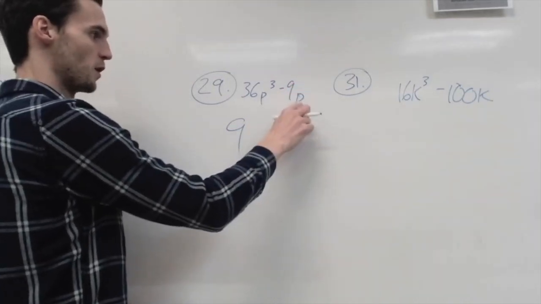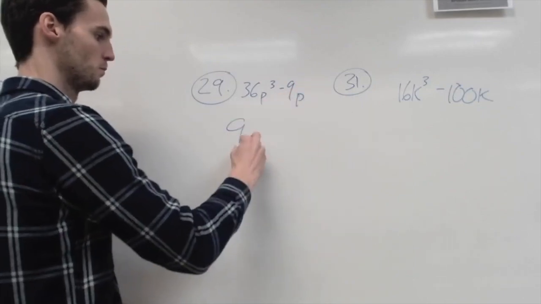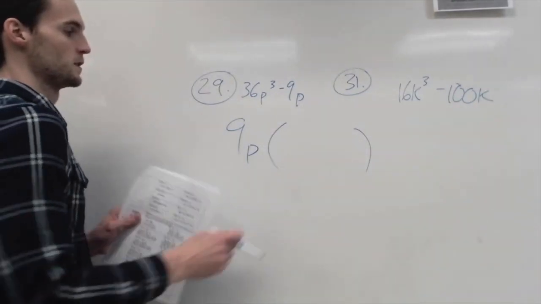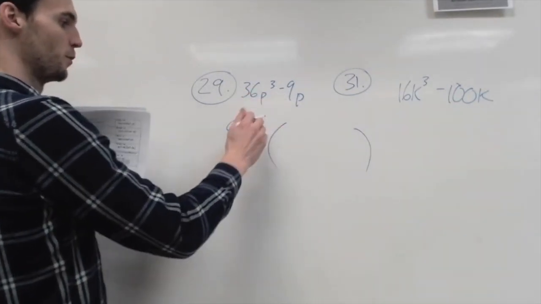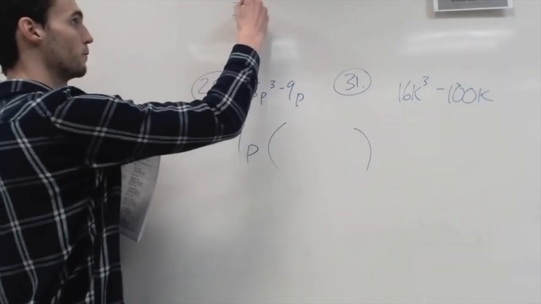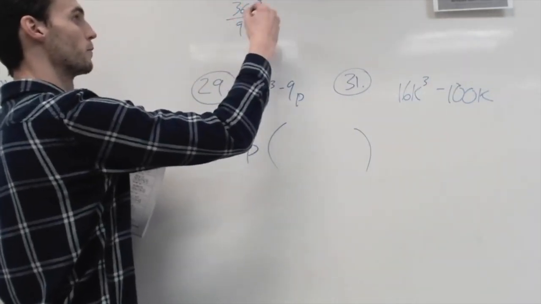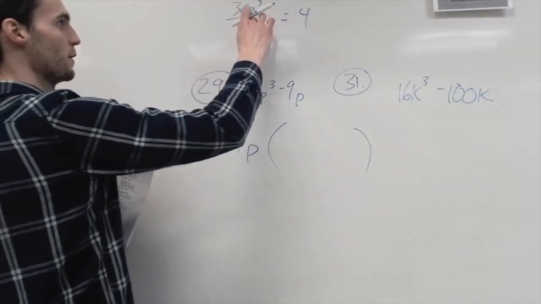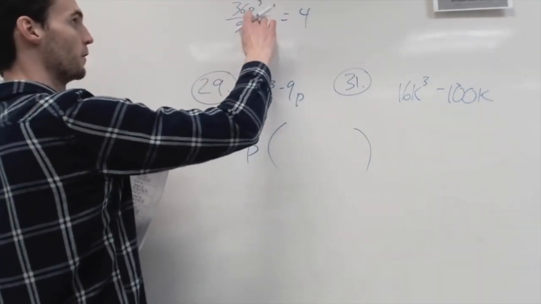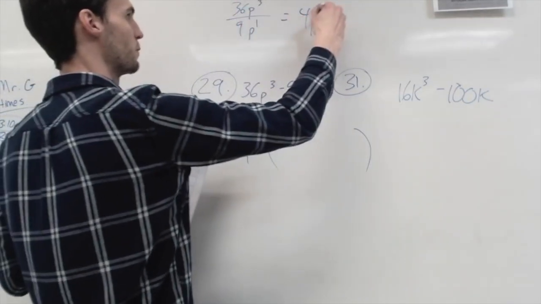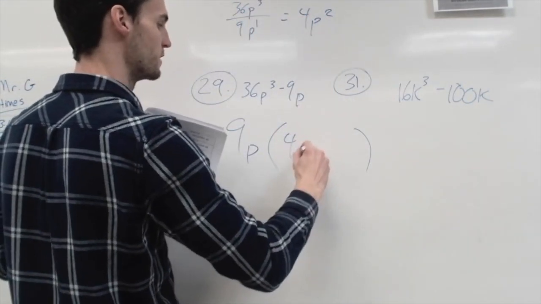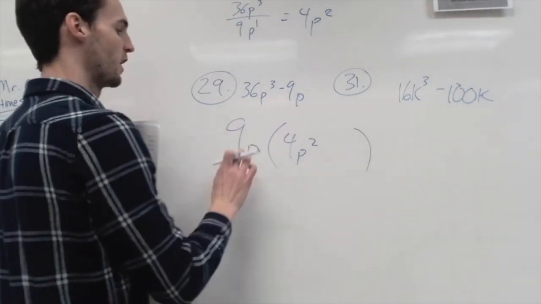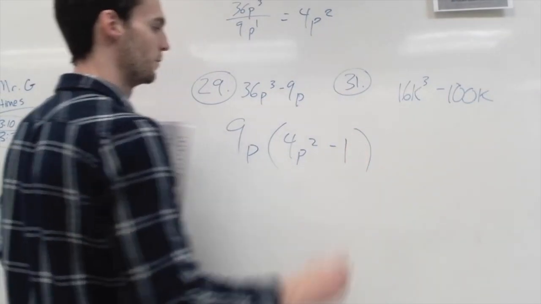So we take the one with the smallest exponent, so that's this one, and we write our parentheses. So now we're going to have 36p cubed over 9p. So we have 36 over 9, that's 4. p cubed over p to the 1, we're going to subtract these, so we get p squared, 4p squared. All right, and now we have negative 9p divided by 9p, so we have minus 1.